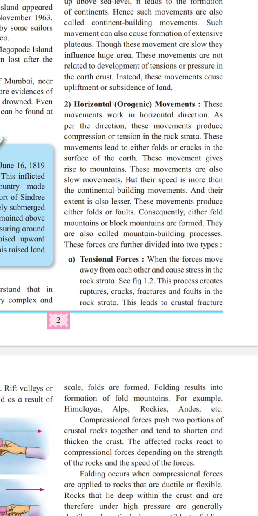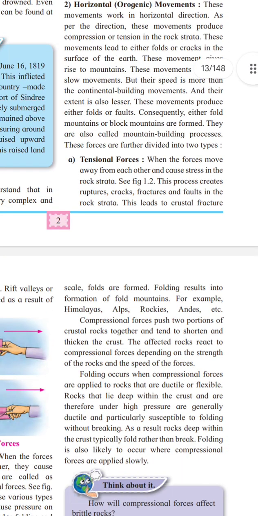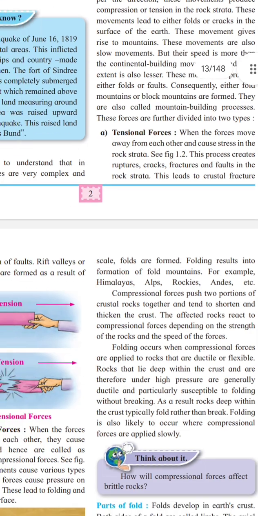Horizontal movements mainly lead to folding or faulting. These movements are responsible for the formation of fold mountains and block mountains. Although these movements are also slow, they are faster than vertical movements and affect a smaller area. So now you can see the types of horizontal forces. There are two forces: tensional forces and compressional forces.